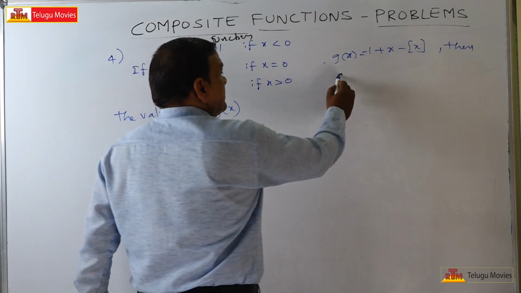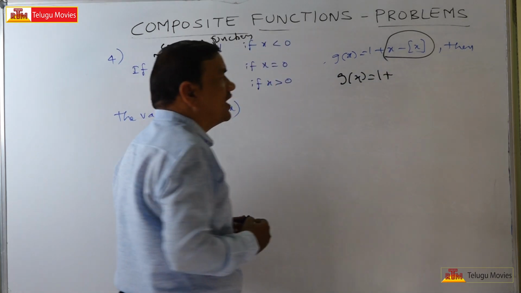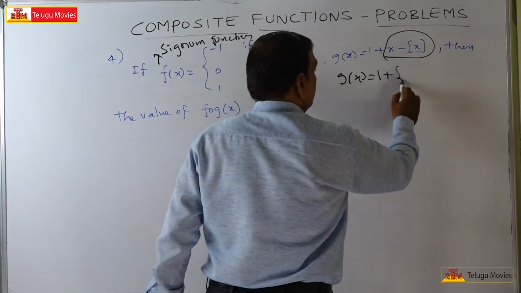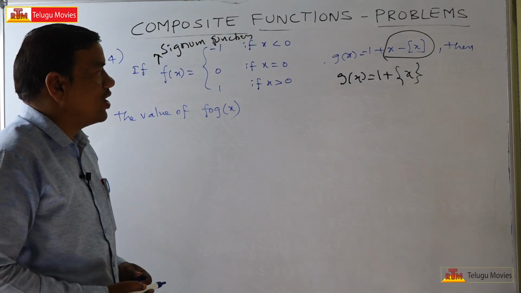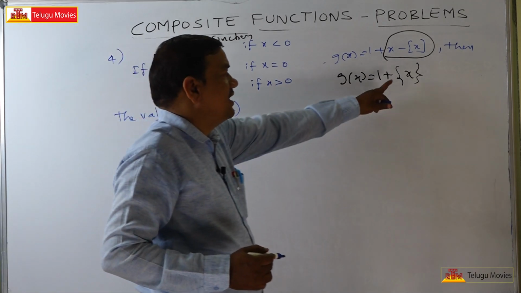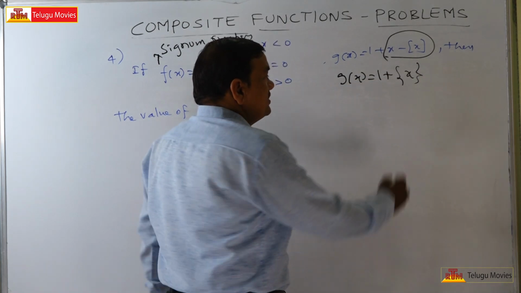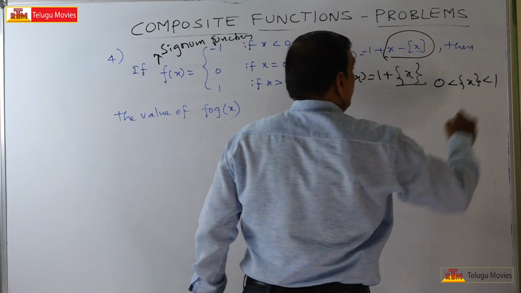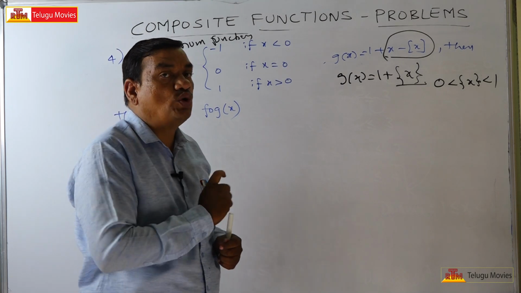If g of x is equal to 1 plus, up to here you can write it as a fractional part function. So this is nothing but the fractional part function. Definition of fractional part function: the fractional part of x is equal to x minus step x. This value always lies between 0 to 1.